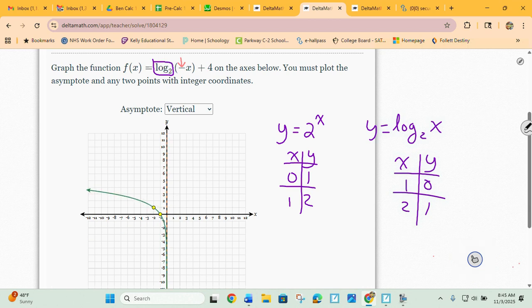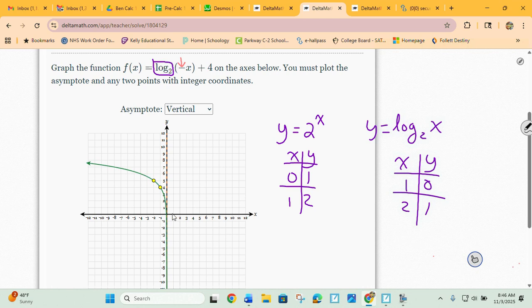All right. The next thing is our +4, and we know that's up and down. Oh, by the way, did flipping over the y-axis change our asymptote? Nope. And then we're going to add 4, so we're going to go up 4. 1, 2, 3, 4. And 1, 2, 3, 4. Wait a second. What happened there? Oh, I only went up 3. There we go.